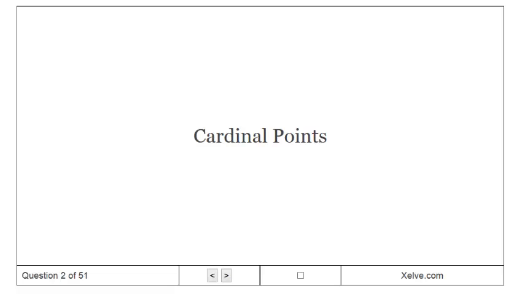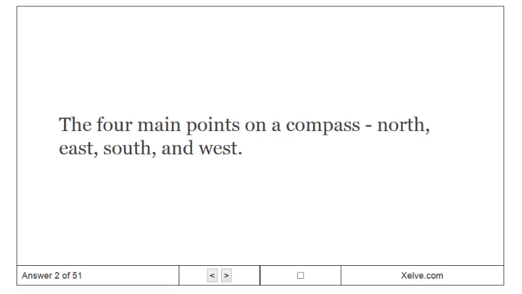Cardinal points. The 4 main points on a compass: north, east, south, and west.